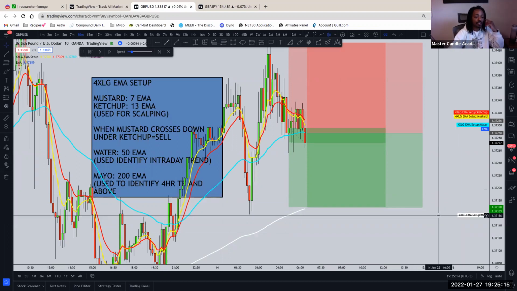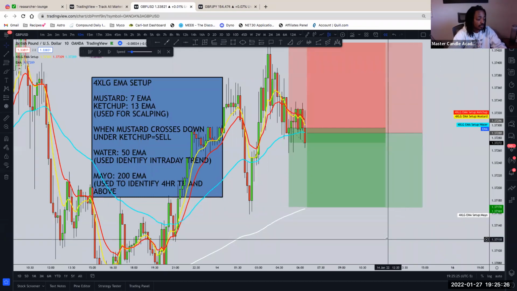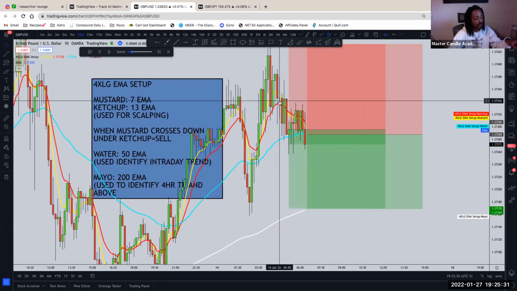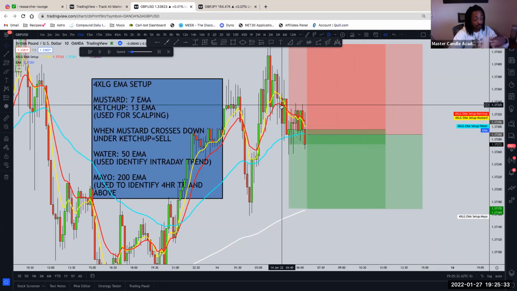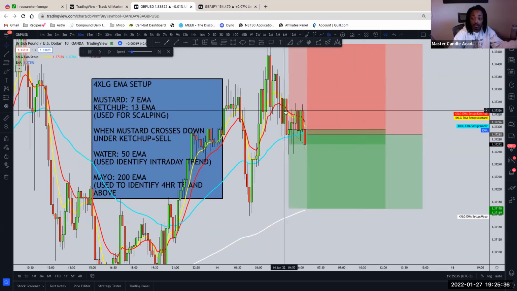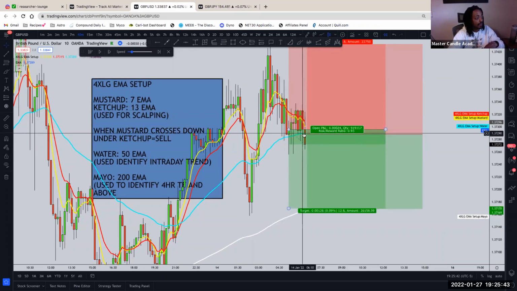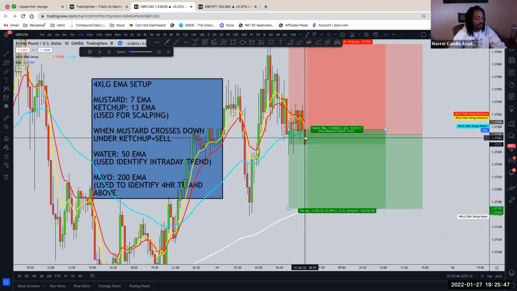So you have to be able to think that way as well, that even though we do TDA, right, top-down analysis, you can also do analysis from the bottom up as well. You have to be a little skilled and understand what you're looking at to do so. But the 4XLG helps with that, right? Ketchup and mustard crossing has told us that the trend is starting to change and go bearish on a smaller time frame. Price closing underwater is also letting us know, hey, on the 30-minute time frame and above, intraday, the trend is starting to change.